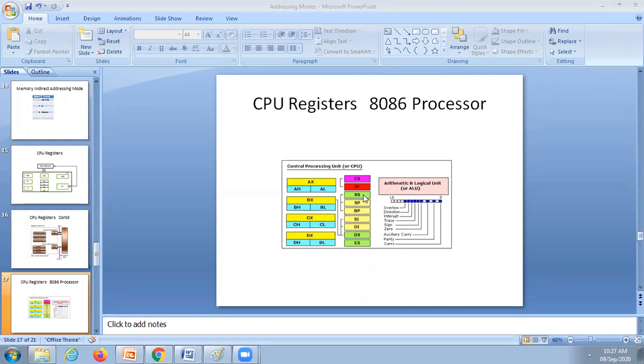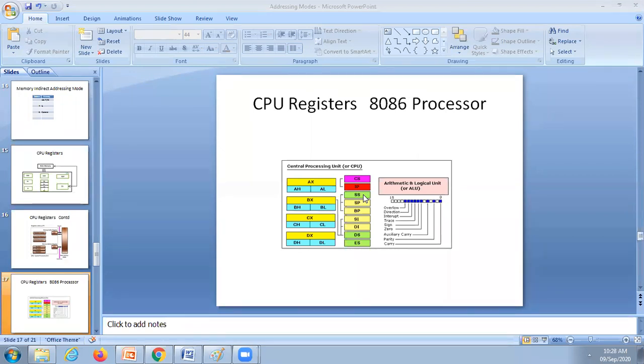What does the stack pointer contain? The stack pointer contains the address of the top of the stack. Top of the stack means there are many memory locations allocated for the stack, and the stack pointer always points to the top of the stack. That is called the stack pointer. In another terminology, SP is used for initialization of the stack.